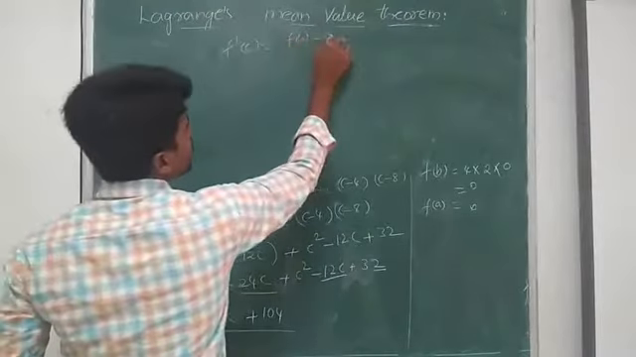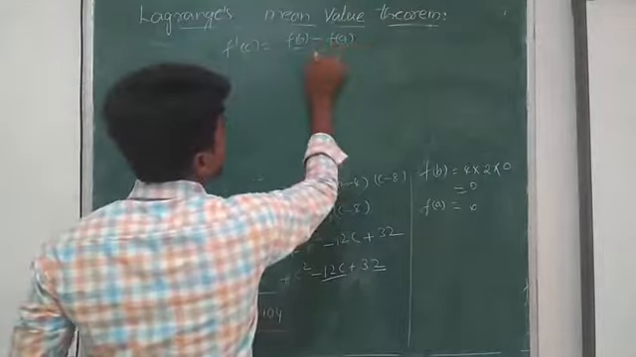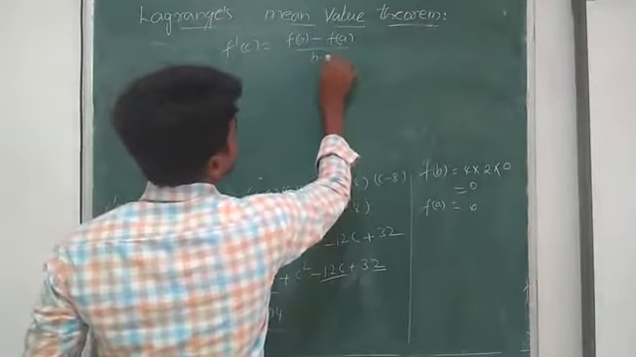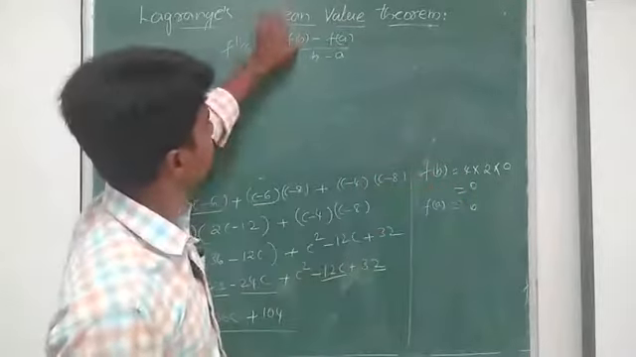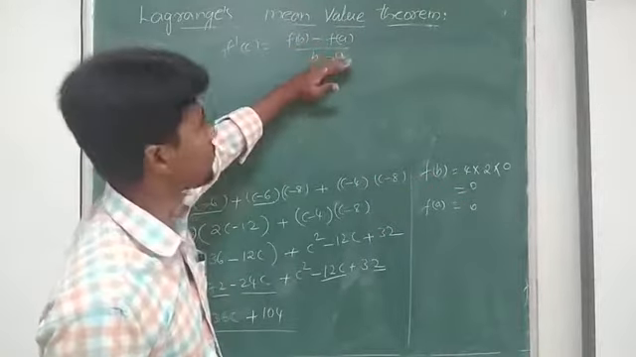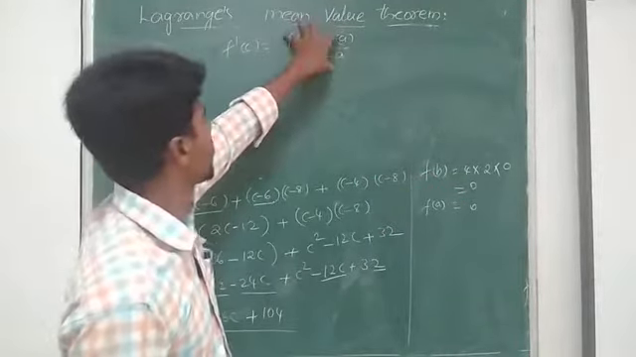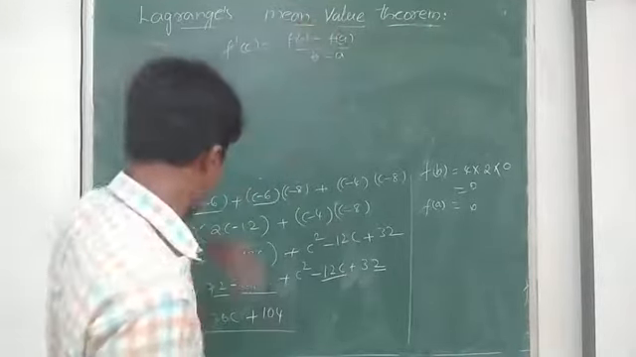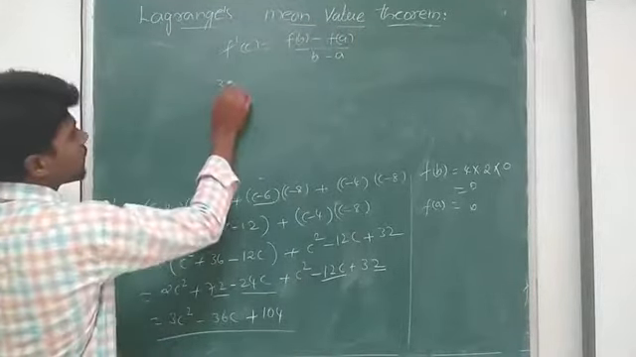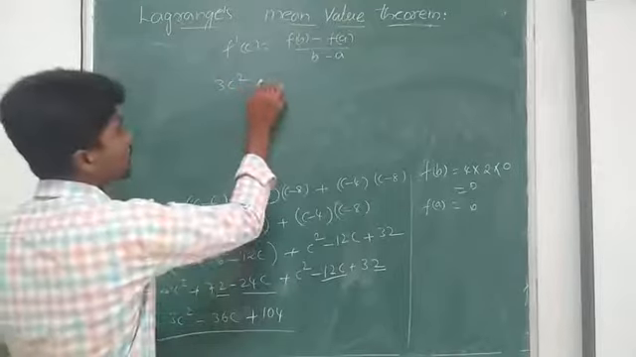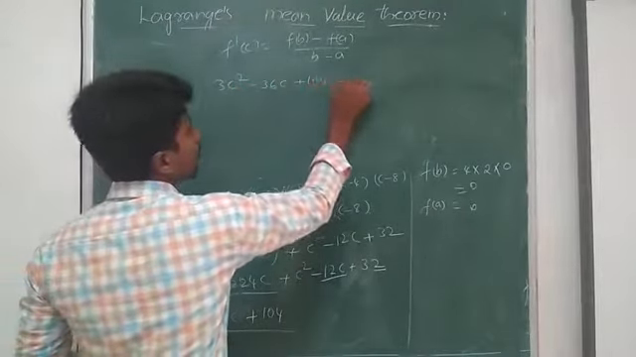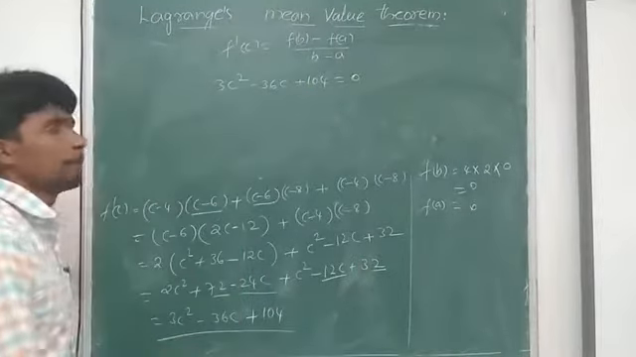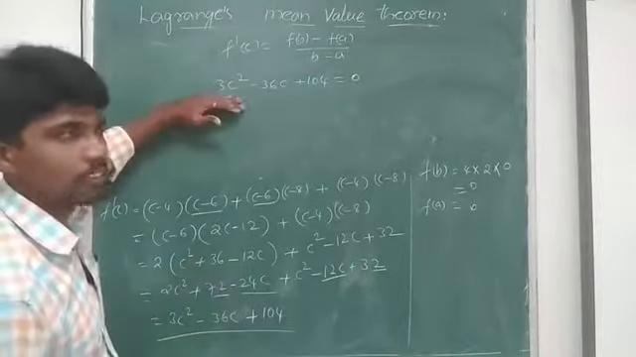f of b minus f of a by b minus a. Substitute f of b as 0, 0 minus 0, 0, 0 by something, 0. So this particular part f dash of c will be equal to 0, means 3c square minus 36c plus 104 is equal to 0.